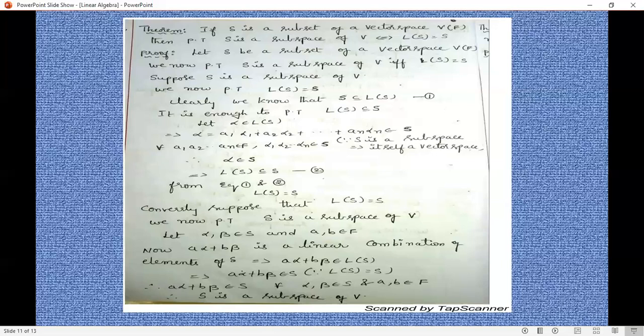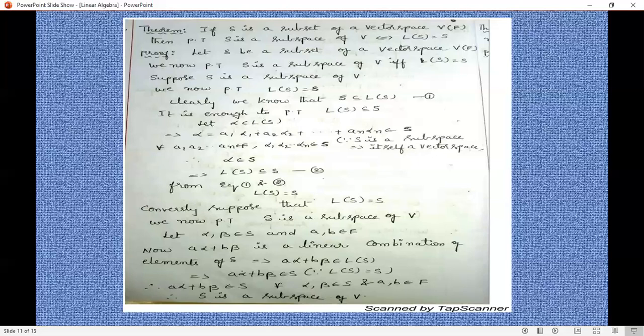S is what we are taking, S is a subspace of V. We now prove L of S equals S. Clearly observe that S is already contained in L of S. By the previous note, we already proved that S is contained in L of S. So it is enough to prove that L of S is contained in S. So we take an element in L of S, then we show that the element is contained in S.